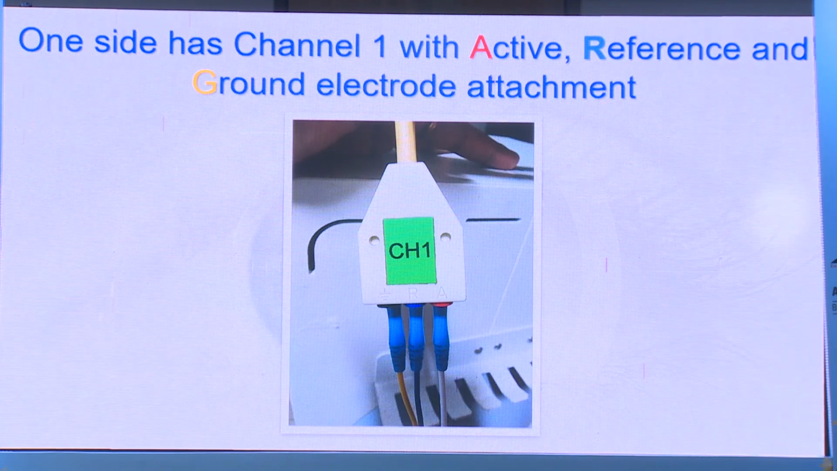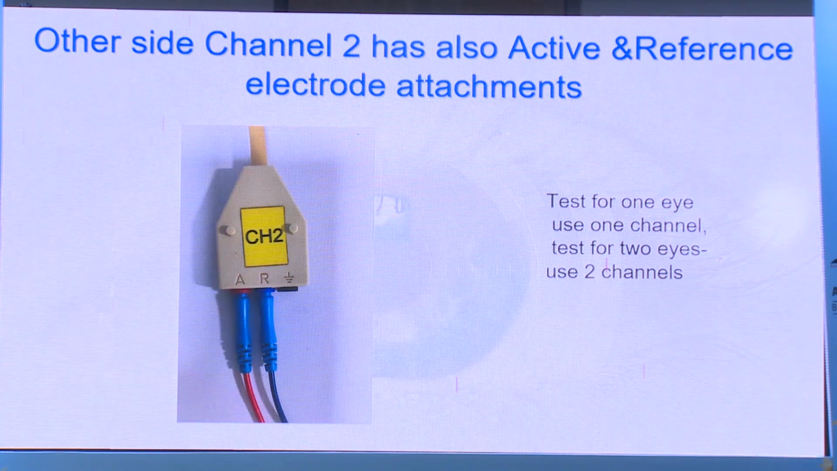These are the channels which connect the active, reference and ground electrodes. There are two types of channel, channel 1 and channel 2. If we are testing one eye, then we use one channel, and if we are testing two eyes, we usually use the two-channel adapter.